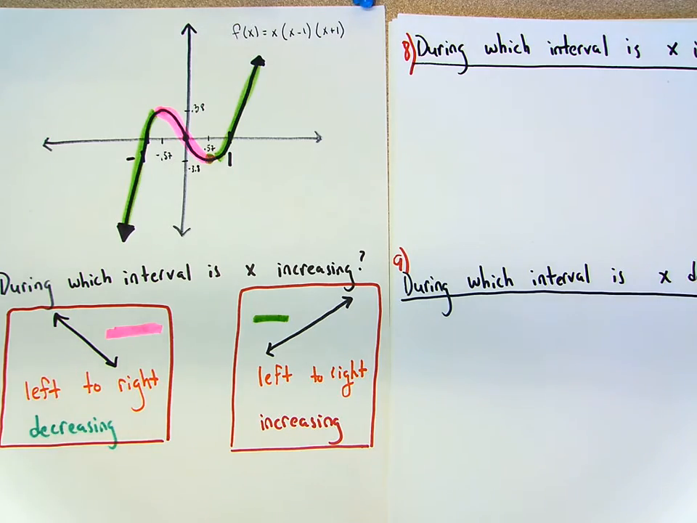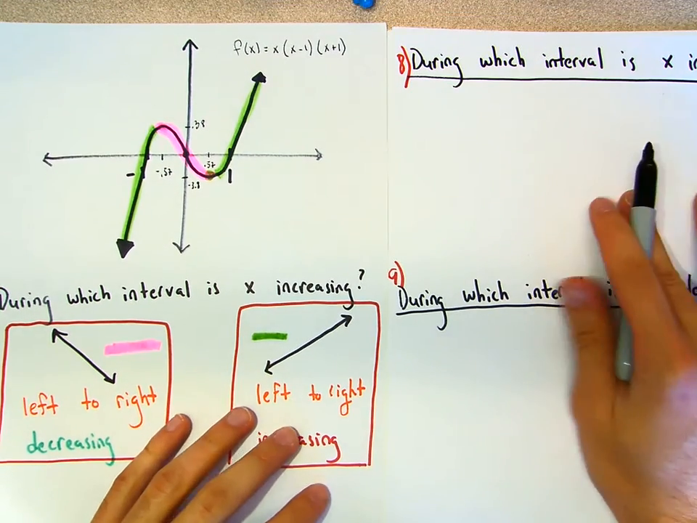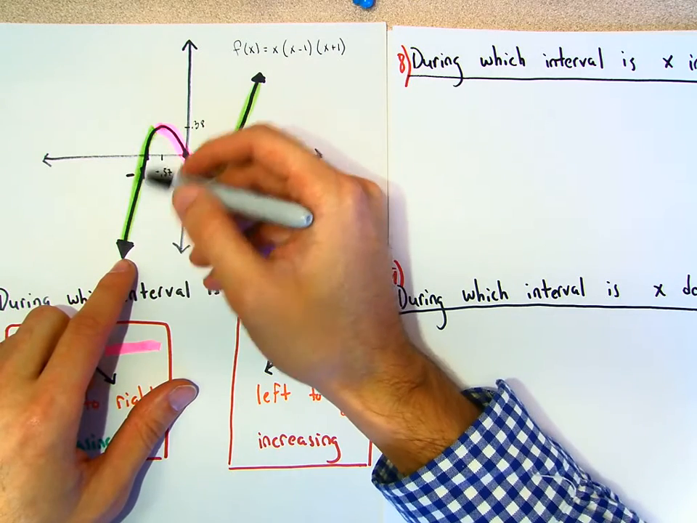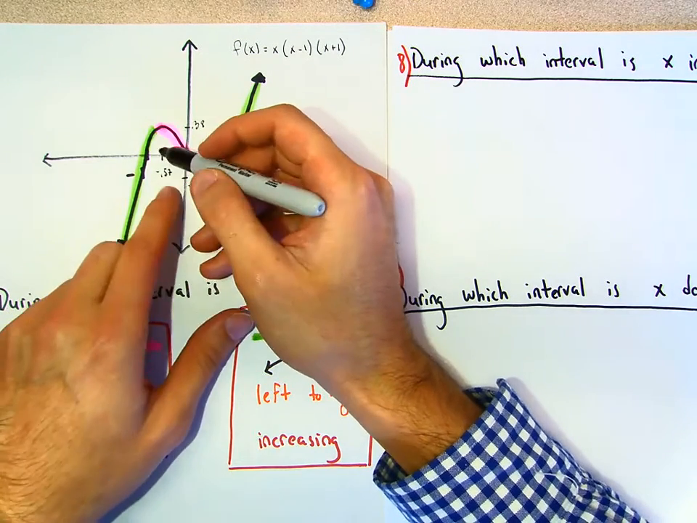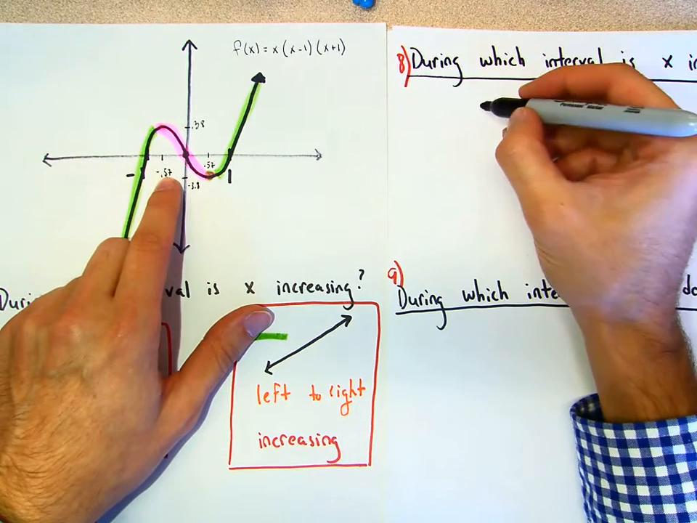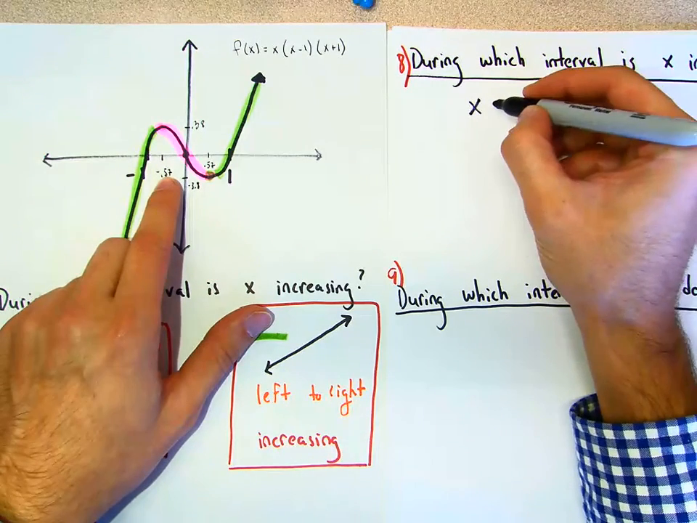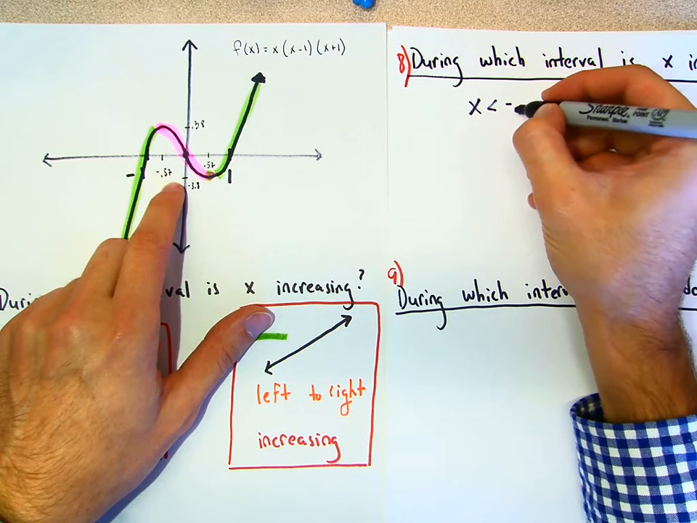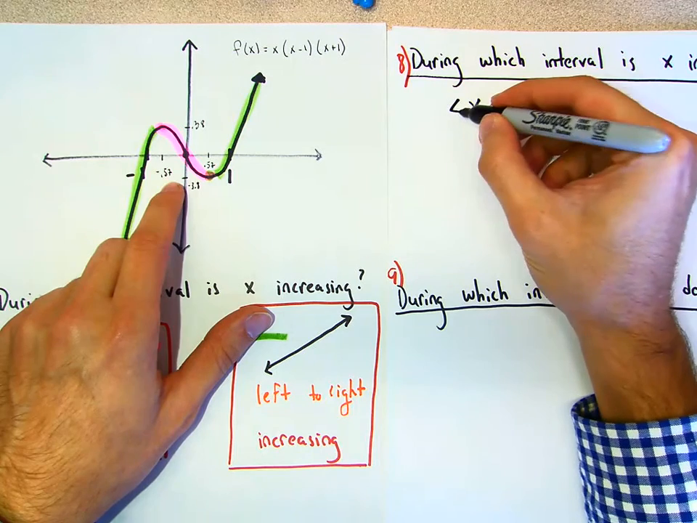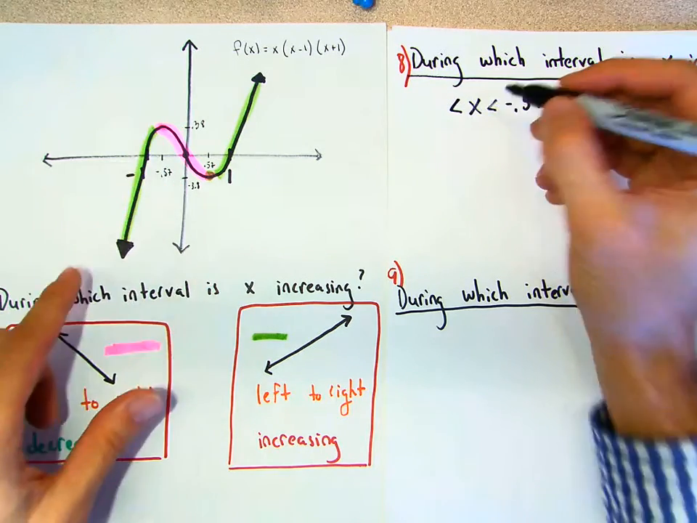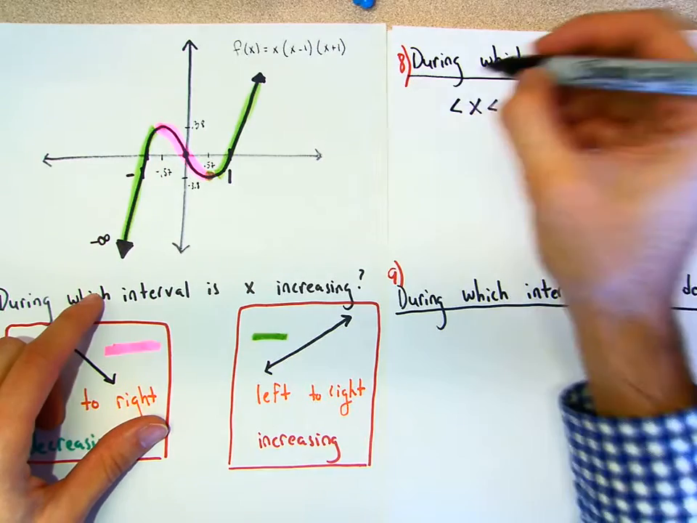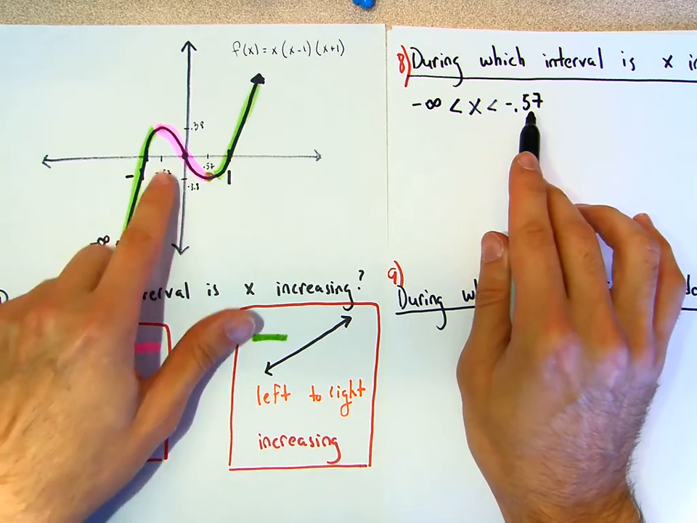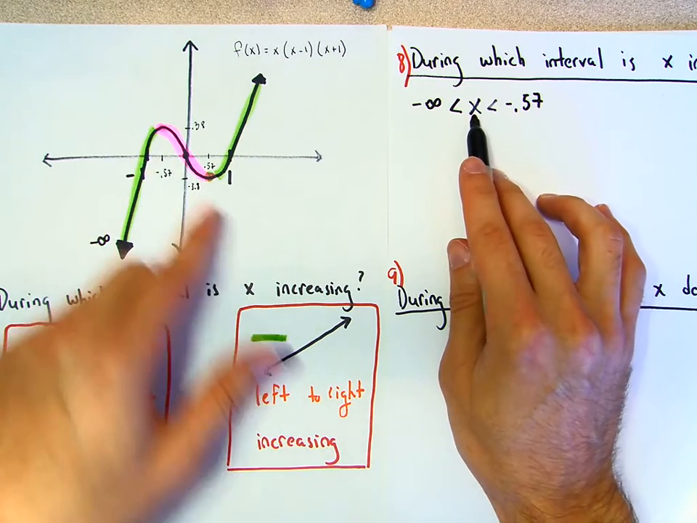So the question now is, how do I show this in interval notation? The idea is pretty straightforward. How do I show this green here? What is my x value over here? It's negative 0.57. So x is less than negative 0.57, and it goes to negative infinity. Between negative infinity and negative 0.57, x is increasing.